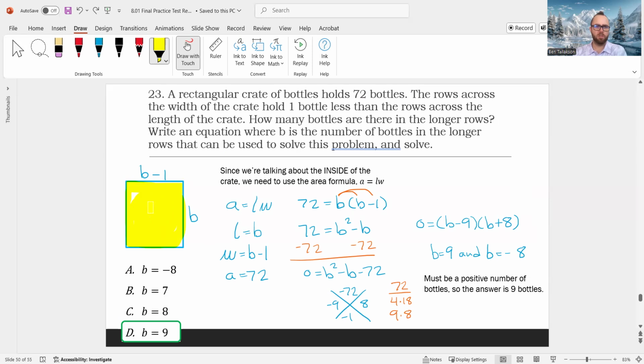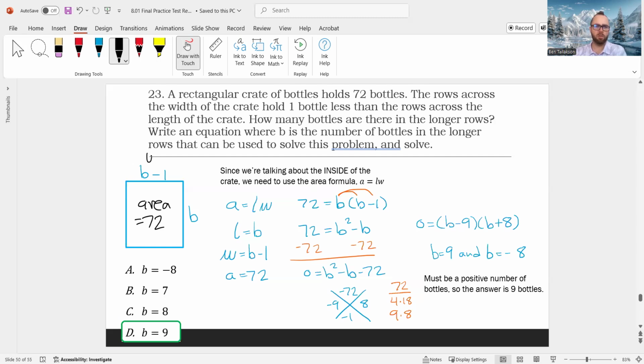Think back to geometry. What term defines the area or the space inside? Well, I just said it, didn't I? It's the area. So the area is 72, and we're talking about terms of bottles. In terms of bottles, I should say. The rows across the width of the crate hold 1 bottle less than the rows across the length.